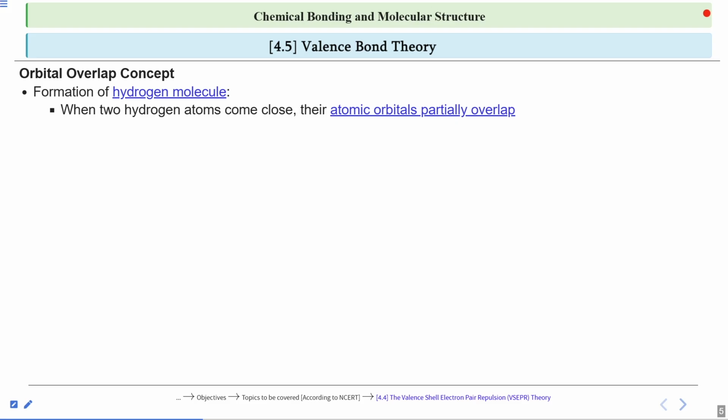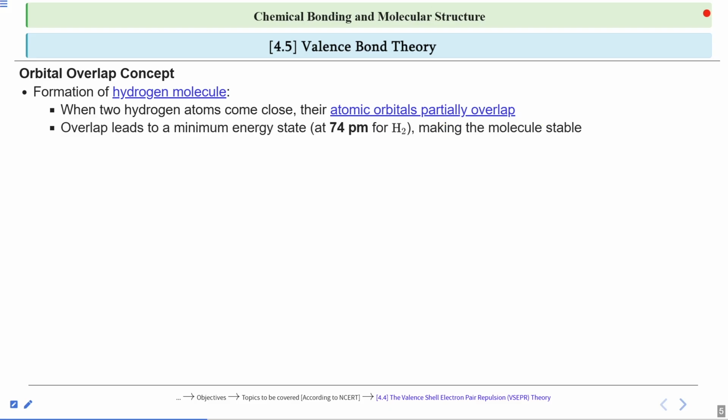Whenever two hydrogen atoms come closer to each other, their atomic orbitals overlap partially. Overlap simply means, think of it in a way that they are mixing together. Overlapping means they are on top of one another. So whenever two hydrogen atoms come together to form a bond, their 1s orbitals, of both the hydrogen atoms, overlap with each other partially to make the bond.